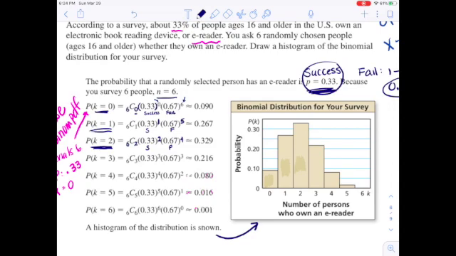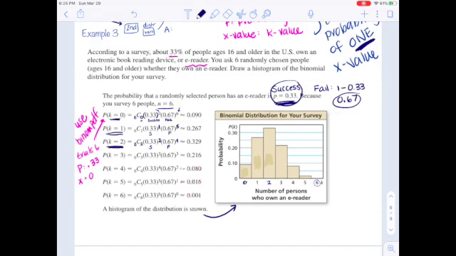At that point, you can organize it into a histogram. Your x-axis would be the number of persons who own an e-reader. So 0 people owning an e-reader is fairly probable compared to all 6 people having an e-reader. And you'll see that 2, the number of persons who own an e-reader, is the most frequently occurring. So it has the highest probability, and that probability is 0.329, or about 33% of people.